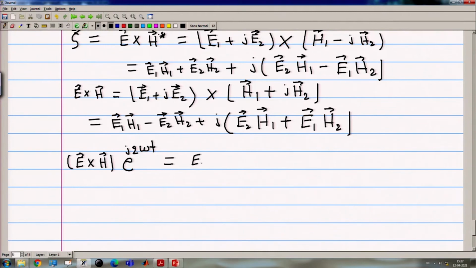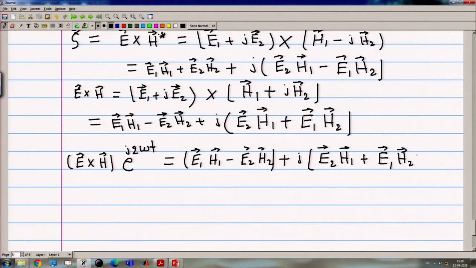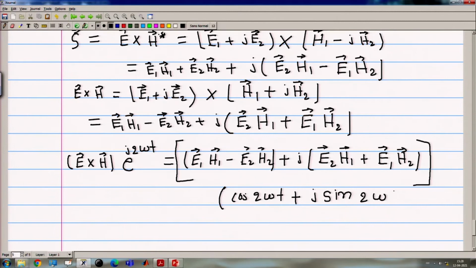So, this will be E1 H1 minus E2 H2, so this is the real part, plus J times E2 H1 plus E1 H2. So, this is the imaginary part, and this is multiplied with e to the power j 2 omega t. That means cos of 2 omega t plus j sin 2 omega t.